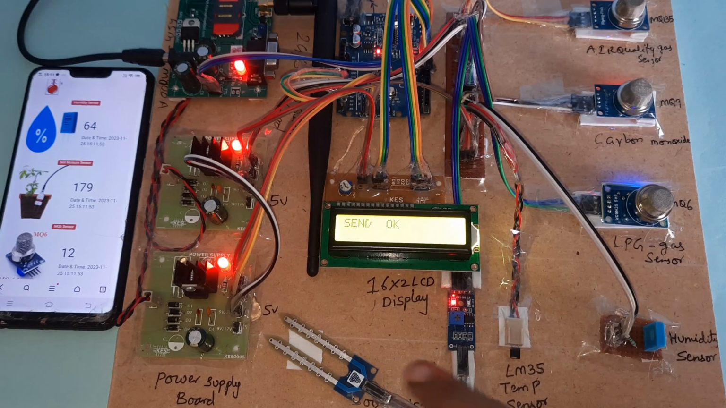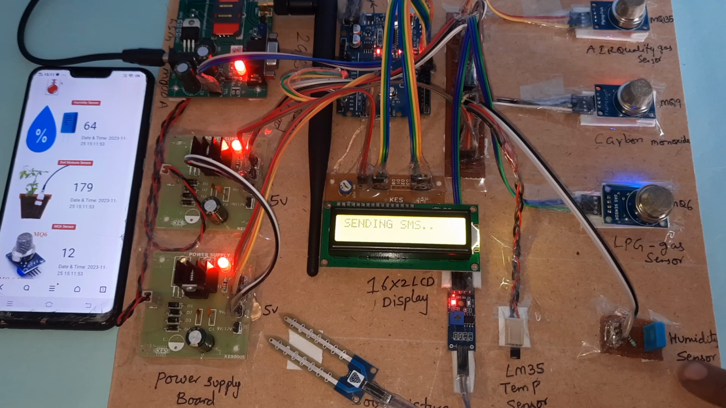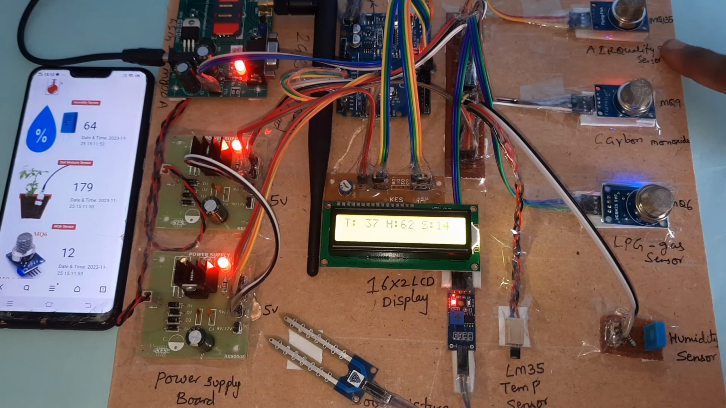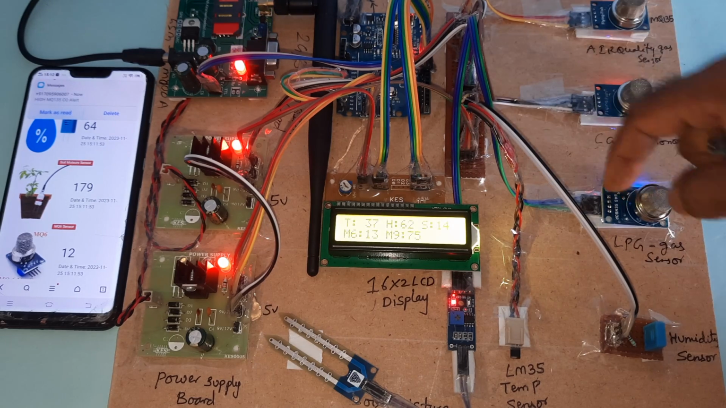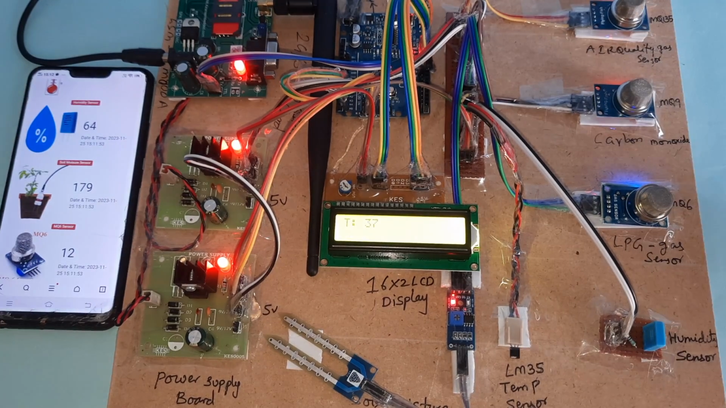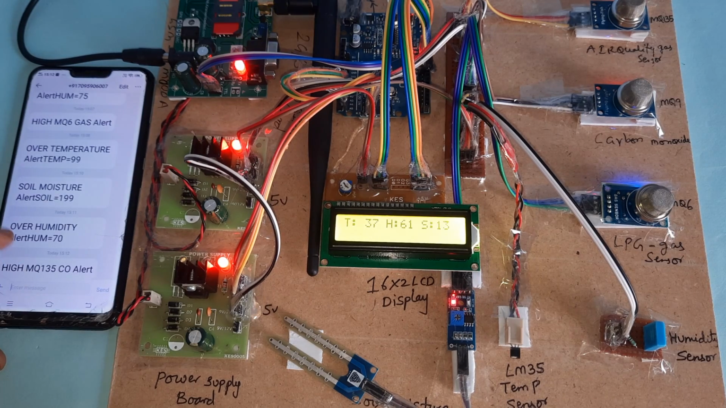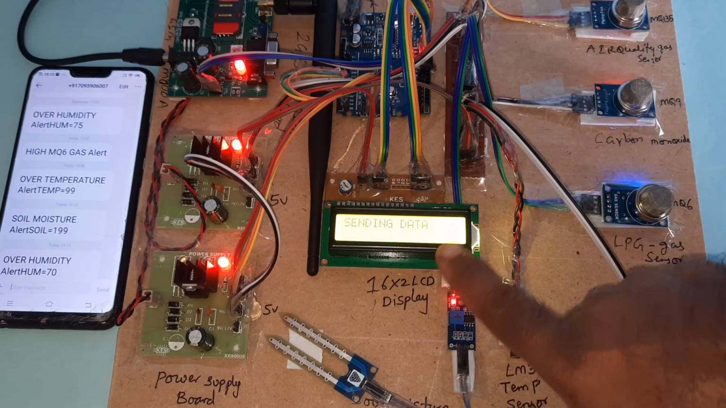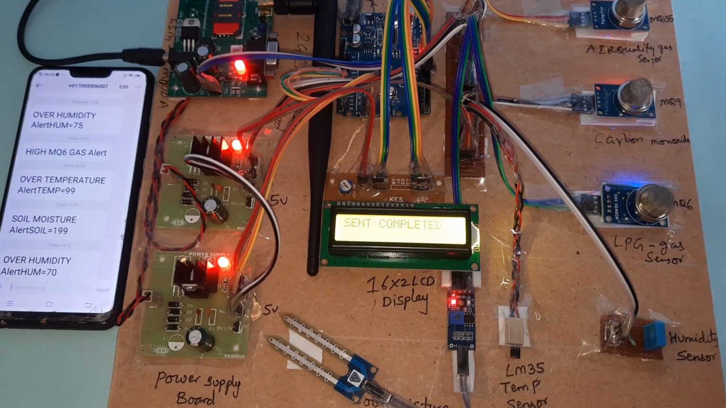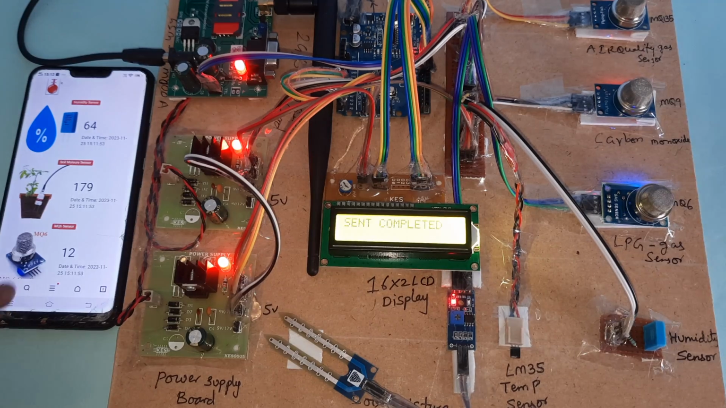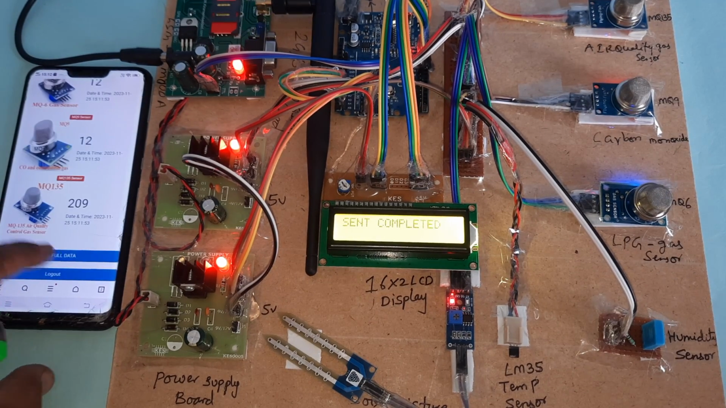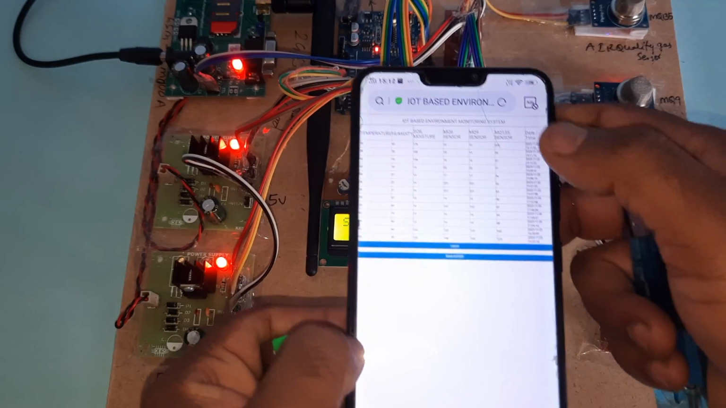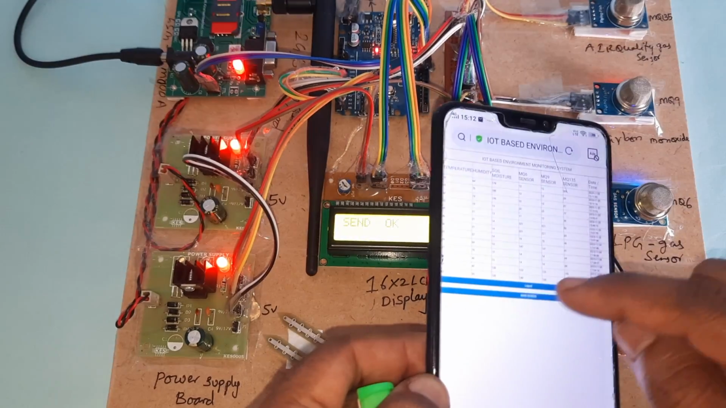Soil moisture sensor, LM35 temperature sensor, humidity sensor, MQ6 gas sensor, MQ9 carbon monoxide sensor, MQ135 air quality sensor. These are the connectors. MQ135, humidity, moisture, temperature alert, MQ6 alert. So all the sensors are continuously updating onto the website cloud server. Here it is continuously updating the data. Okay, main screen.